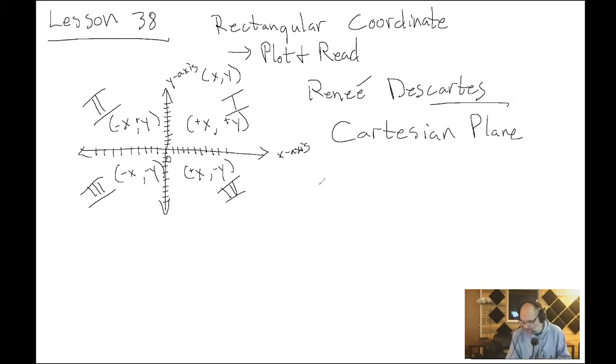So here's the deal. When you plot points, you always go left or right first. Think about it like a ladder. If you wanted to go up to something, you have to move the ladder left or right first and then go up, right? You do not want to go up the ladder and then shimmy across. That's very dangerous. You know what the number one cause of accidents at a construction site is?